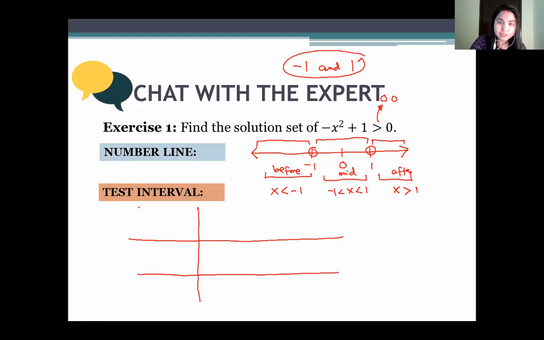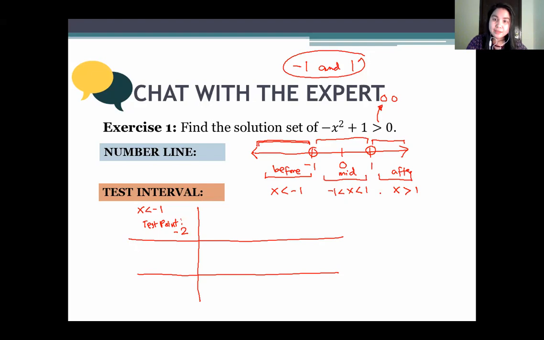The first interval is x is less than -1. We need to choose a test point. What's a test point? A test point is any number that you can find in this section, the before section. So what number can you find before -1? It can be -2. What if my answer is -3? No problem, as long as it's before -1.